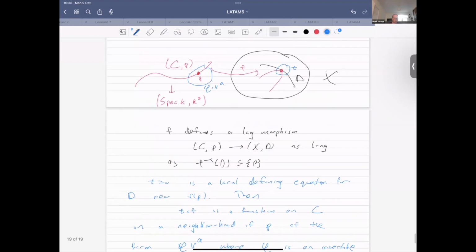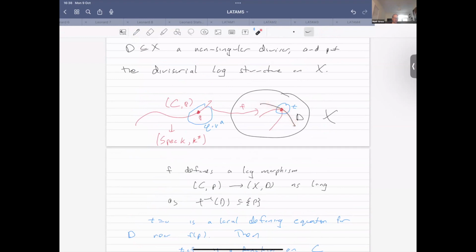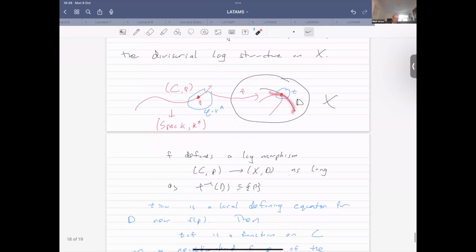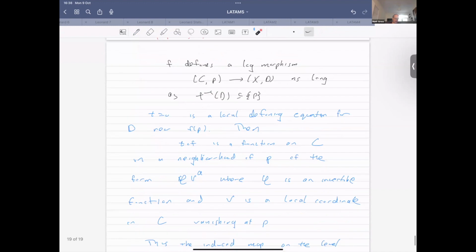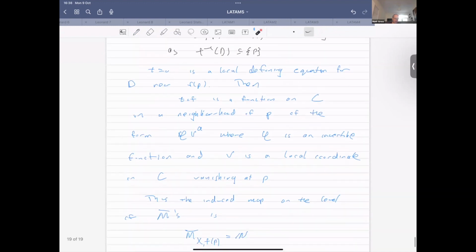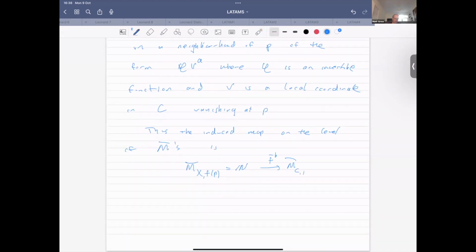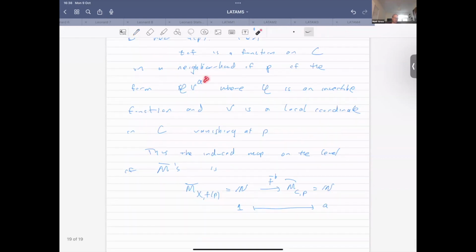M bar is just recording the fact that there's one divisor here along which the function vanishes to some order. M bar records that order of vanishing. And that maps by F bar flat to M bar CP, which is also equal to N. And this is just 1 goes to A, where A is this exponent here. And this is then the contact order, right? This is UP by definition.